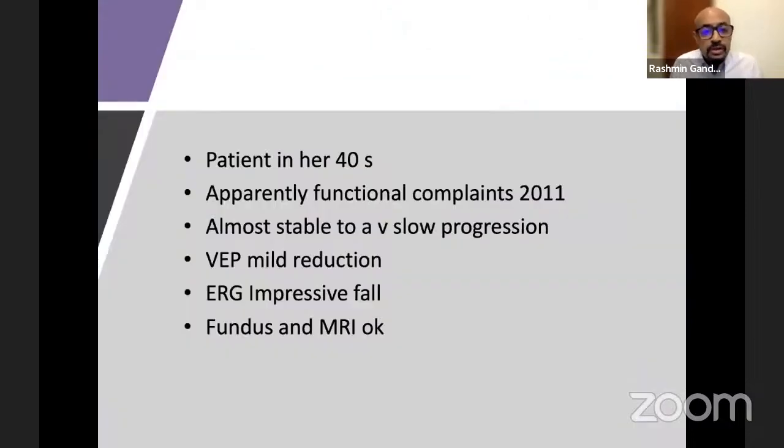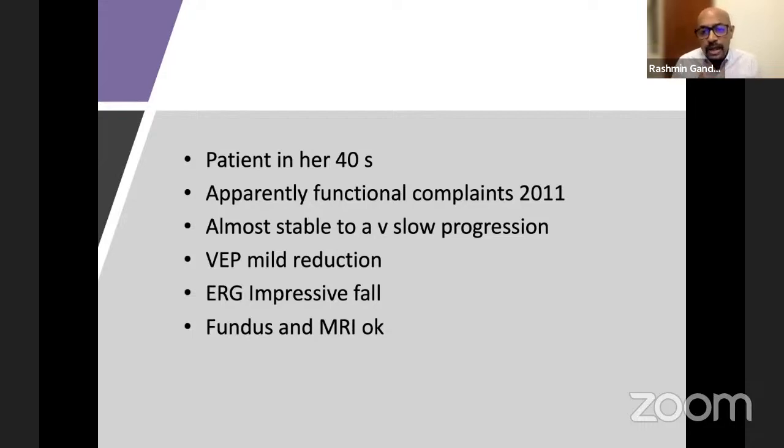So here is a patient in her 40s who apparently was having problems which were non-organic, but over a period of 2-3 years, the ERG started showing a problem. Fundus and MRI were still okay. The patient went around a few of the other groups, and then we took an opinion from a retina group, and they thought that maybe the patient was suffering from AZOOR.